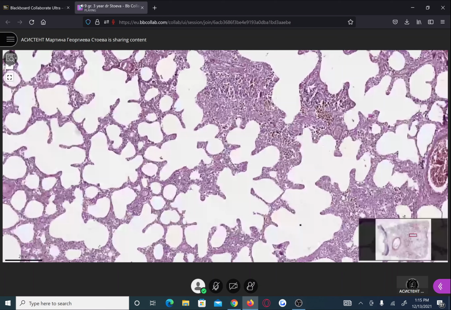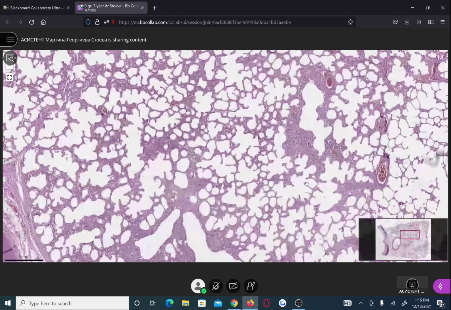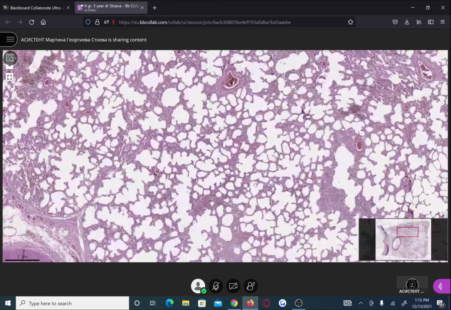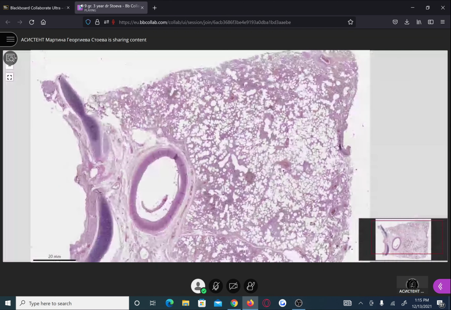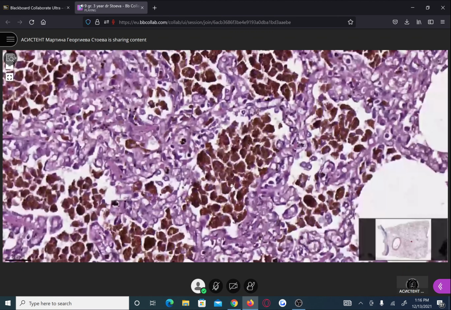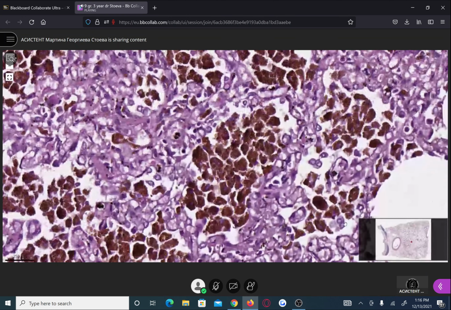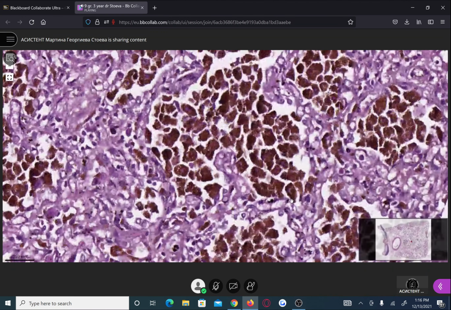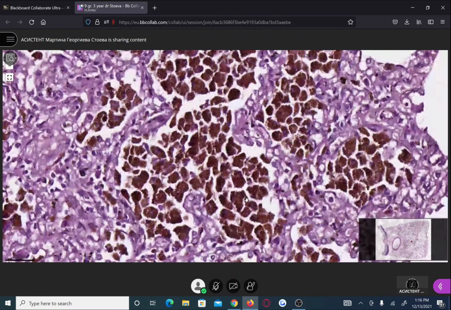And the other prominent thing is the areas of the pigment. If we zoom in at these zones, really doesn't matter where, we will see that some of the alveolar spaces, alveoli, are filled with siderophages. So these are macrophages containing granular brownish pigment.